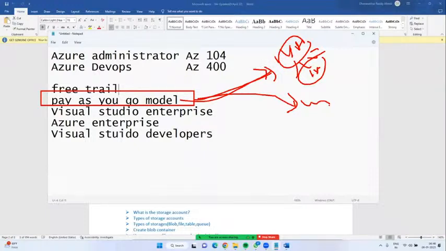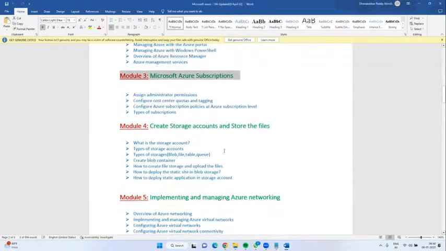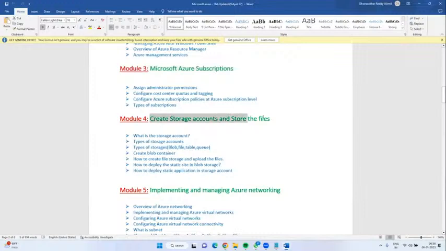Okay, that all depends on business requirement. Next, another module: create a storage account and store the files. What is the storage account? What is the alternative of storage? You people are frequently using it, right, to store your personal data, images, etc.